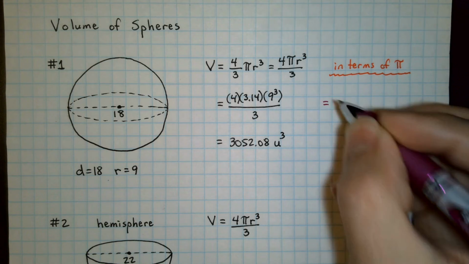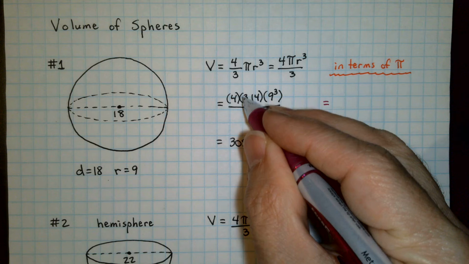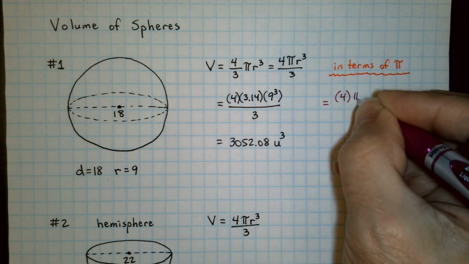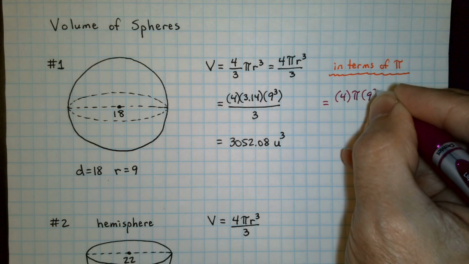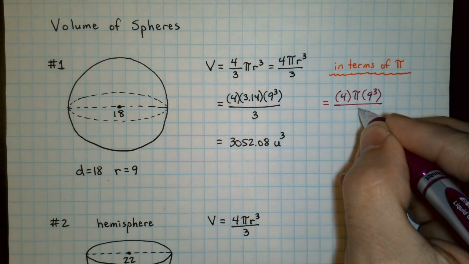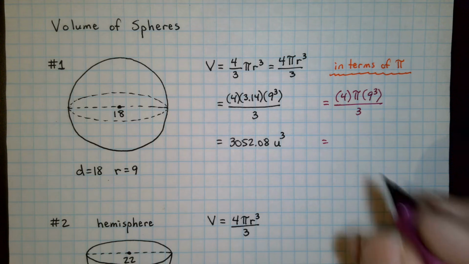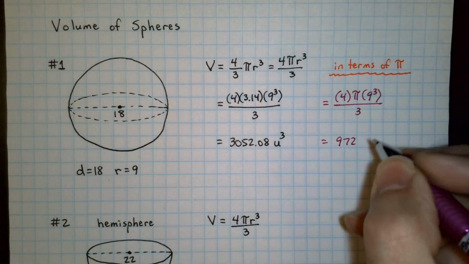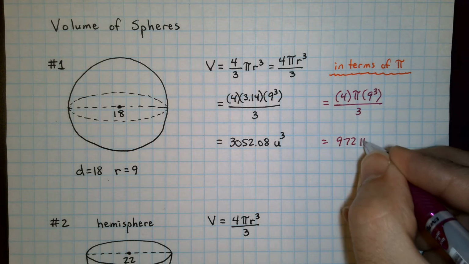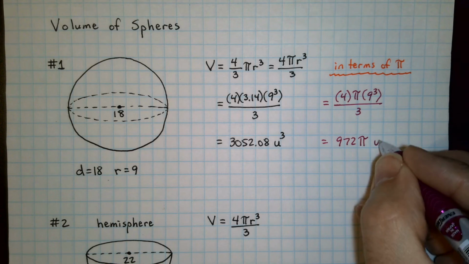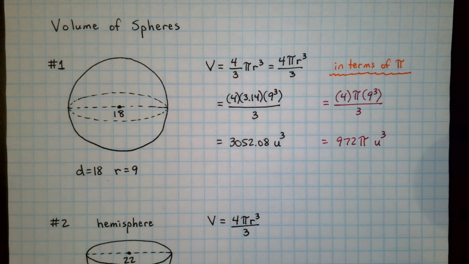Now what that means is right here, instead of putting in a 3.14, we're actually going to leave the pi symbol there, and then we'll multiply everything else out the way we normally would. So 4 times 9 cubed divided by 3 is 972, and the pi symbol is still there. In terms of pi means the pi symbol needs to be in the answer, and units cubed.